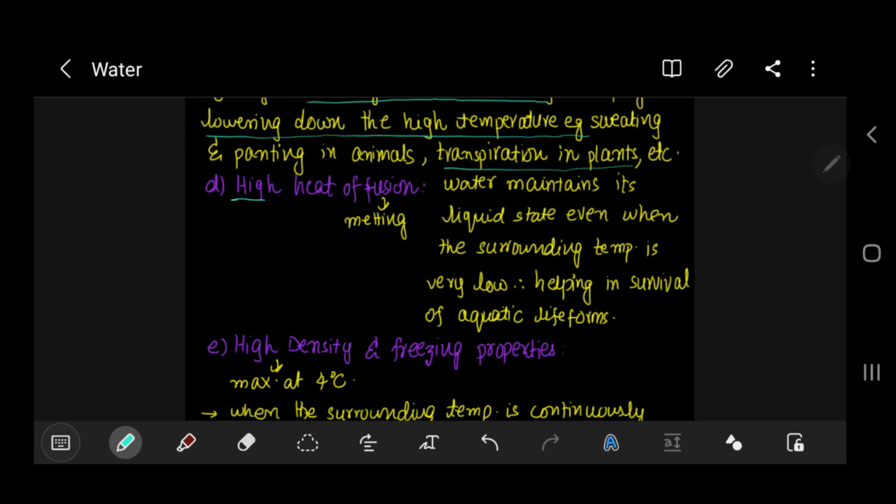And just like in vaporization, the difference is that this is for melting. So like from ice to water, water to ice.